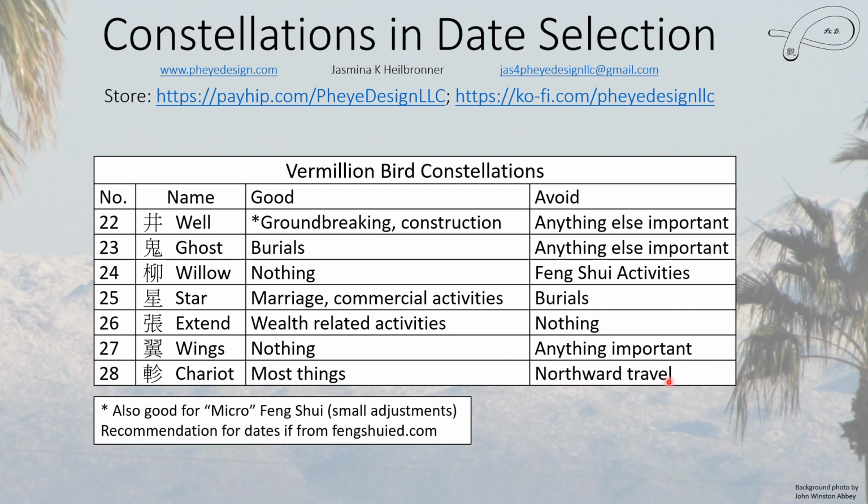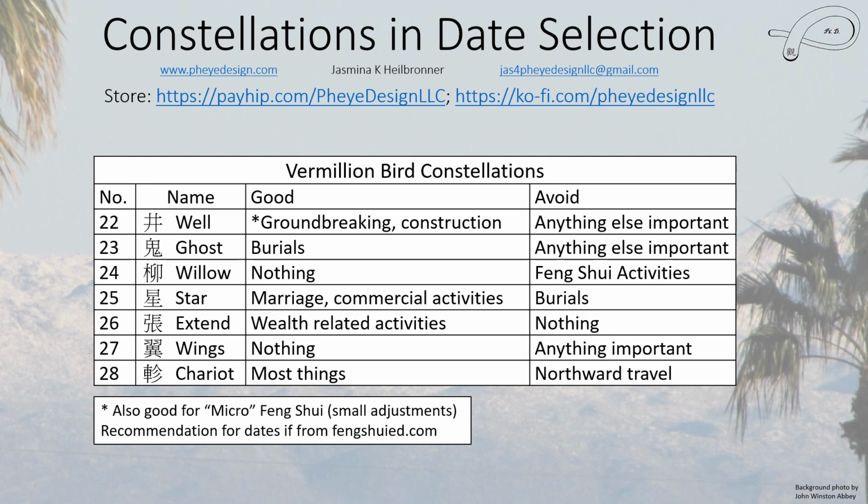And 28, it's good for most things except northward travel. And again, if you have to travel northward to or from work, just be a little more careful on these days. This is something you normally do, so that's not a big deal. It's choosing to do this, travel northward to a new location that you don't normally go to. That is when this becomes important.